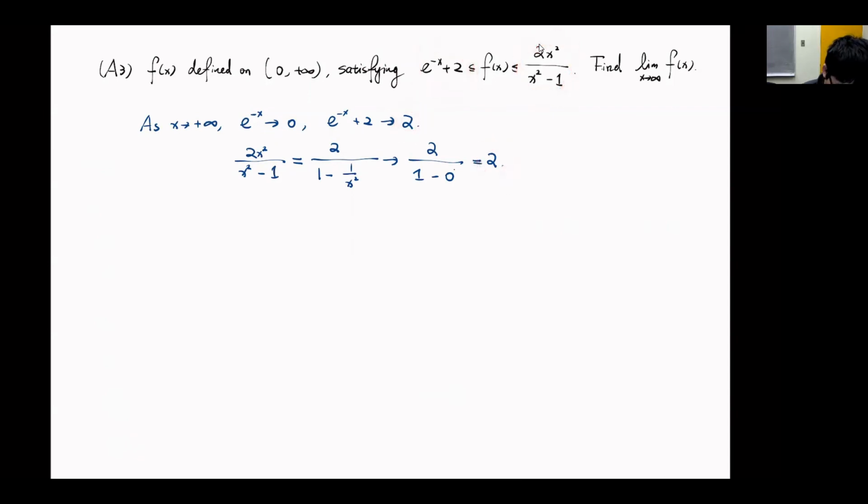So the squeeze theorem directly applies, implying that the limit of the function in between as x approaches positive infinity is going to be equal to 2, and that will conclude this problem.